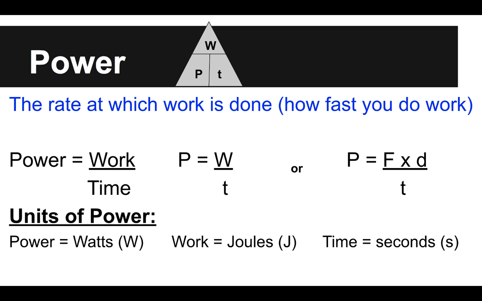So the equation that we're going to use is power equals work over time. So P equals W over T. But remember, we just learned that work can be force times distance. So we might also use the equation that power, P, equals force times distance divided by time. The units of power are watts.